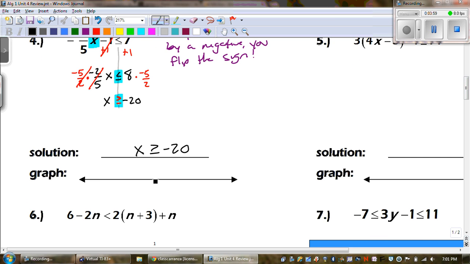So the next thing we have to do is graph it. We have to do 2 numbers higher and 2 numbers lower. And remember, when we're going to the right, we add 1. So it's -19 and -18. And when we go to the left, we subtract 1. And that's how we get those numbers. So now it's time to graph. Is it open or closed at -20? It's closed, and we shade to the right.